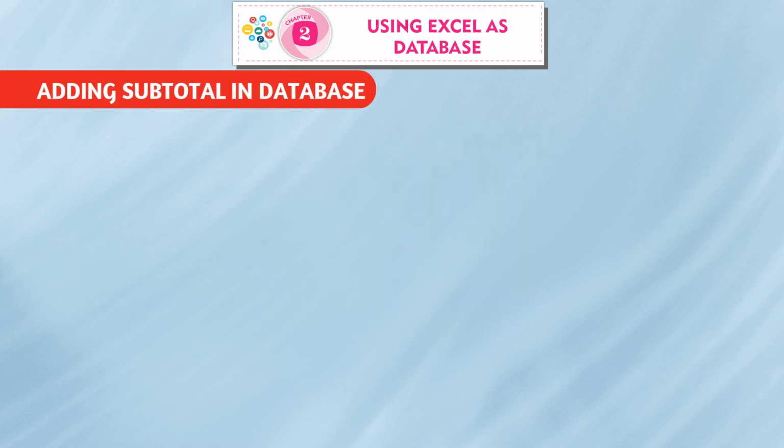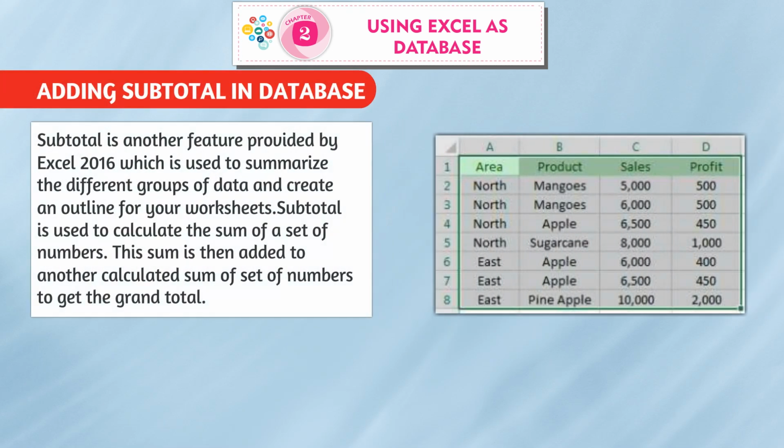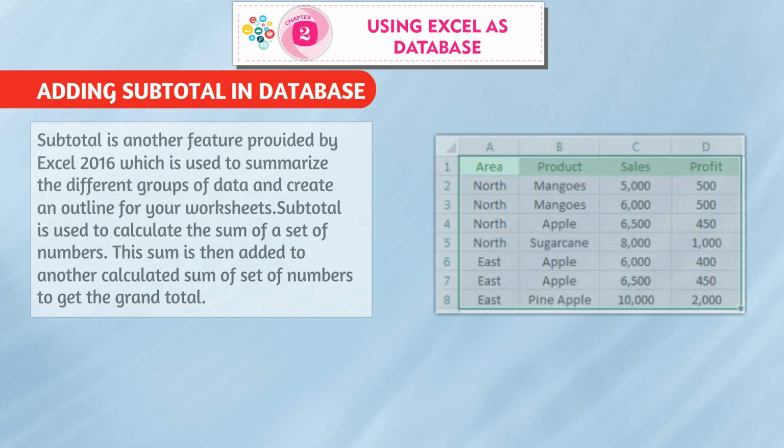Using subtotal in database. Subtotal is another feature provided by Excel 2016, which is used to summarize the different groups of data and create an outline for your worksheets. Subtotal is used to calculate the sum of a set of numbers. This sum is then added to another calculated sum of a set of numbers to get the grand total.